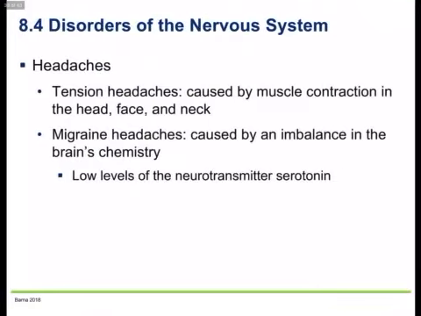All right, so a little bit here on headaches, some common disorders, and you guys can read about that in your lecture notes.